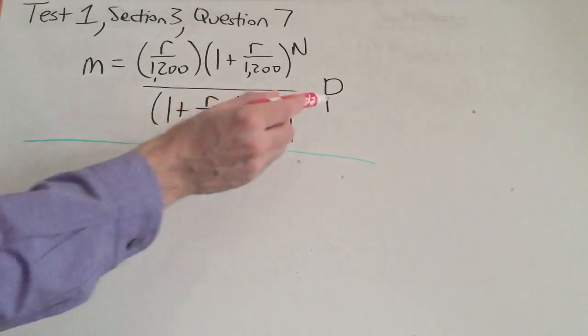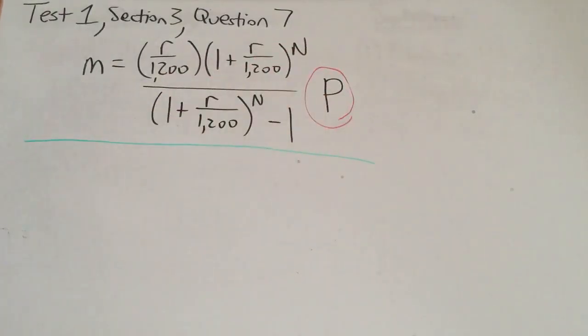Okay, we want P in terms of M, R, and N. So in other words, we just want to solve that equation for P. Before I go ahead and do that, I'm going to start with a couple simpler problems that will give you the idea of how to do this question very quickly.